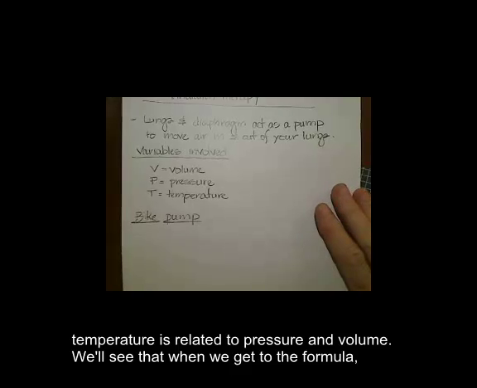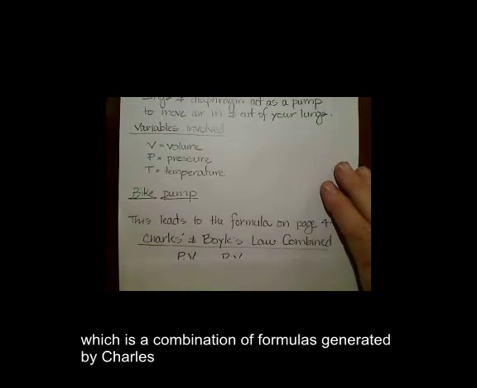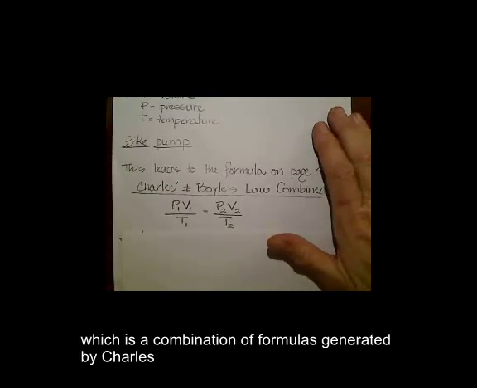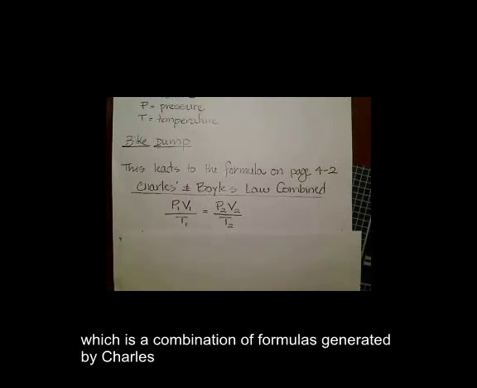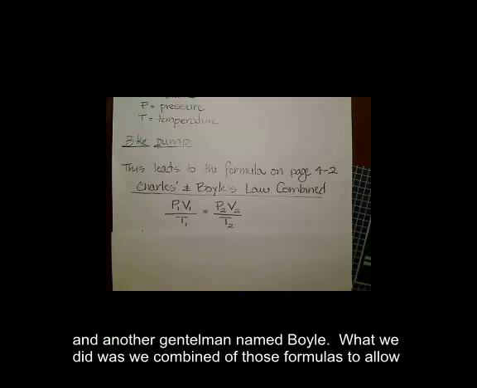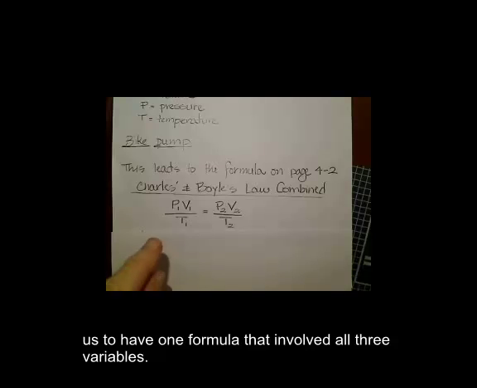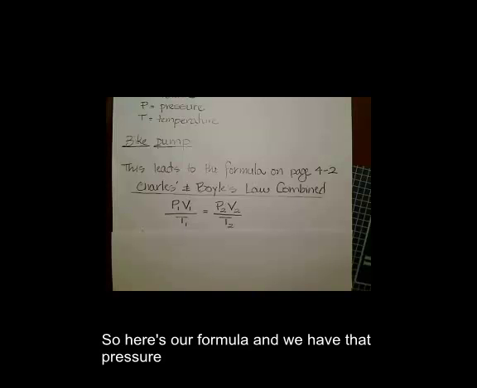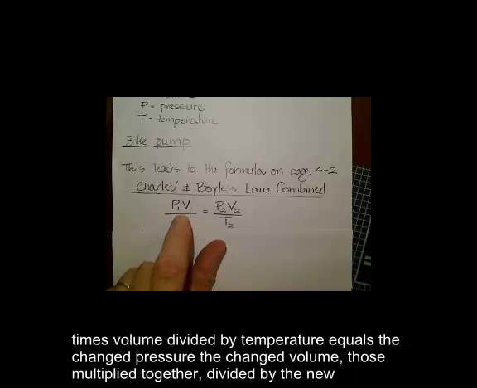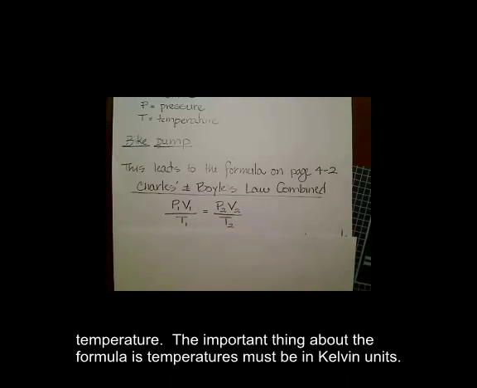We'll see that when we get to the formula, which is a combination of formulas generated by Charles and another gentleman named Boyle. What we did was combine those formulas to give us one formula that involves all three variables. So here's our formula: pressure times volume divided by temperature equals the changed pressure times the changed volume, multiplied together, divided by the new temperature.